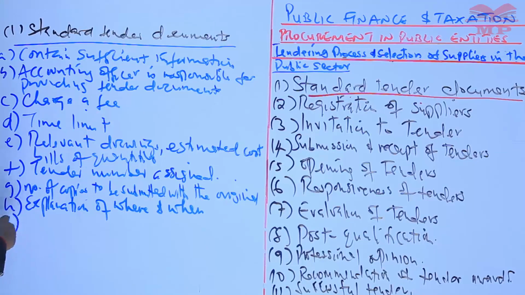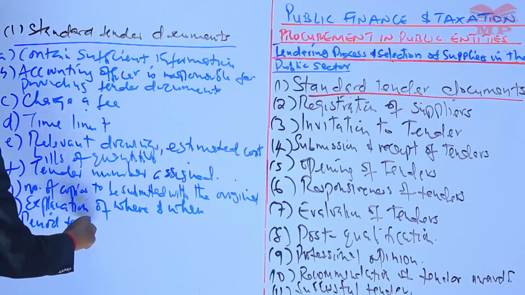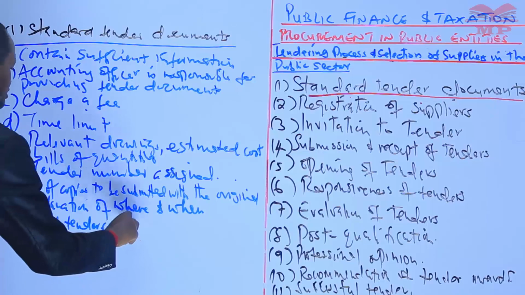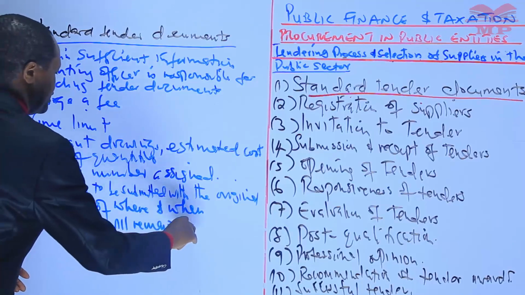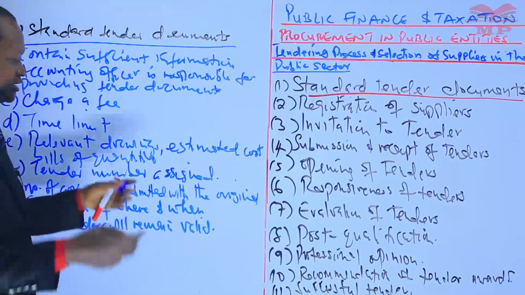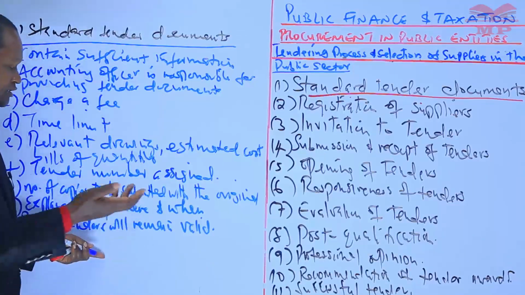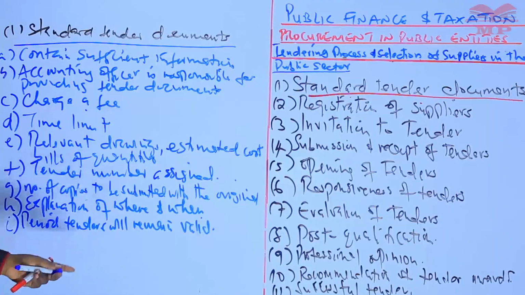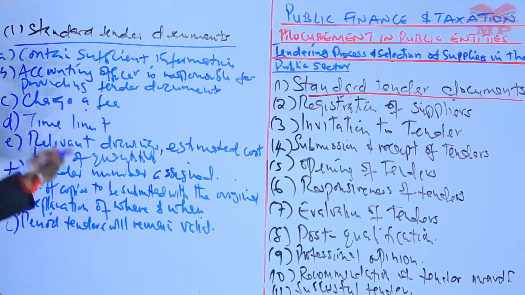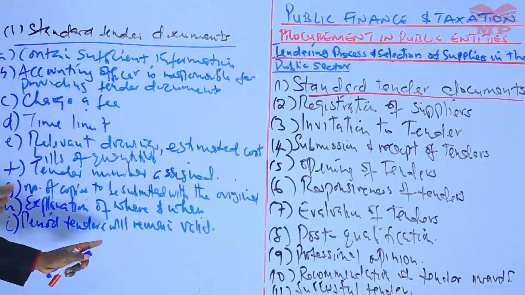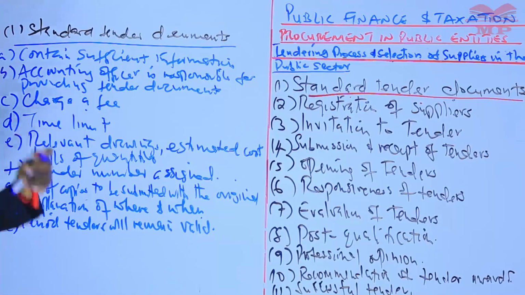Then there ought to be information within the documents as to the period during which tenders will remain valid. What is the period? Is it after the tenders are made? Will it be 10 days? Is it 3 months? Or what is the period? That has to be stated within the tender documents, standard tender documents, the period.